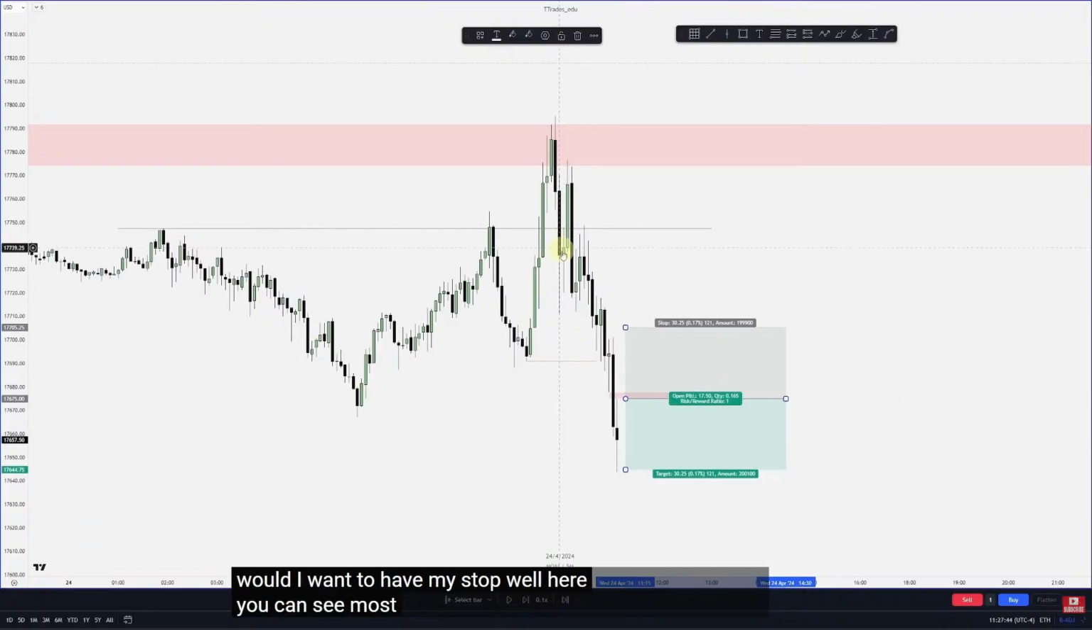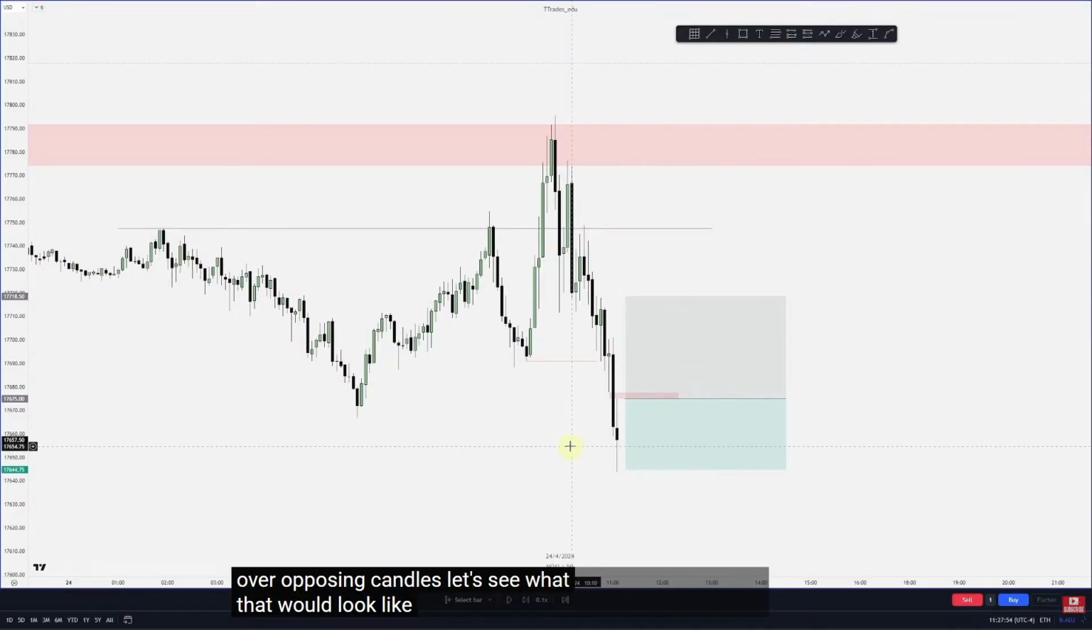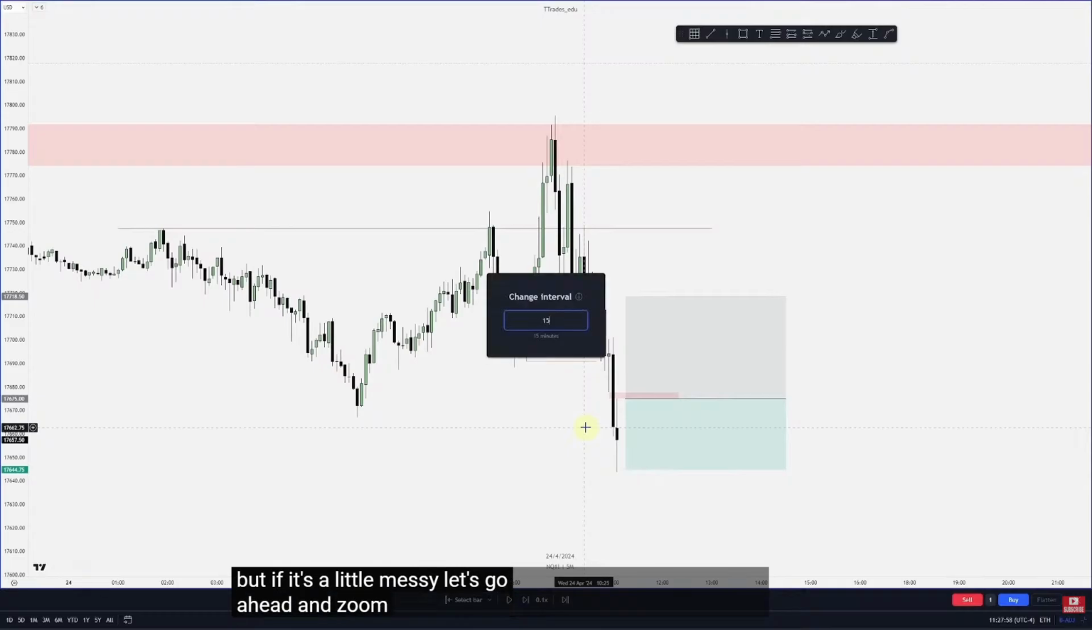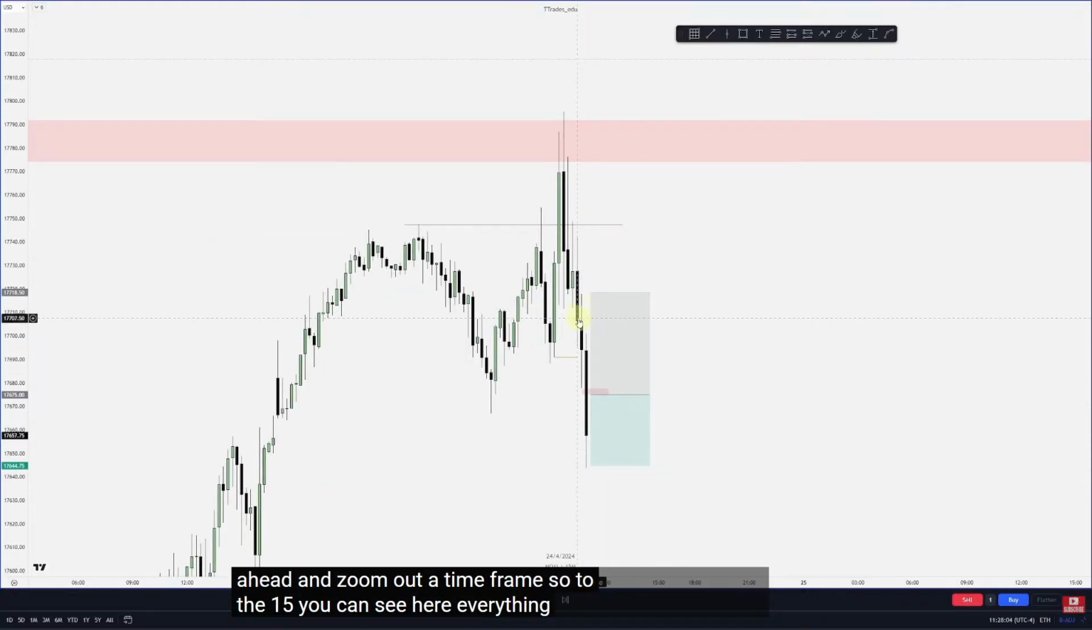Well, here you can see most of this price action is balanced above, but in here it's a little bit messy. Now I want to have my stop over opposing candles. Let's see what that would look like. But if it's a little messy, let's go ahead and zoom out the time frame. So to the 15, you can see here everything is balanced.